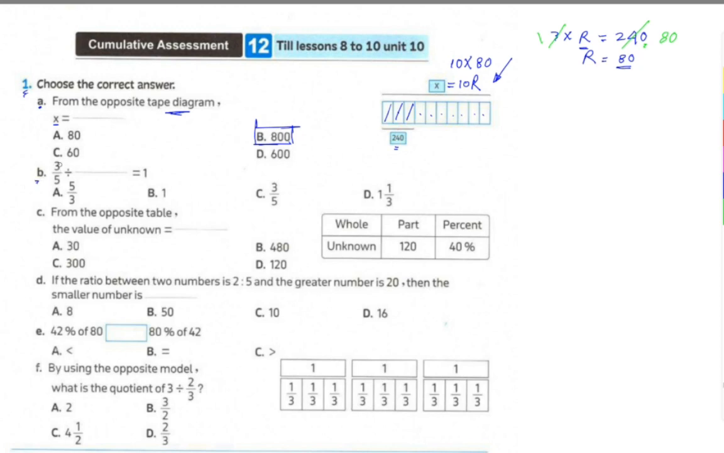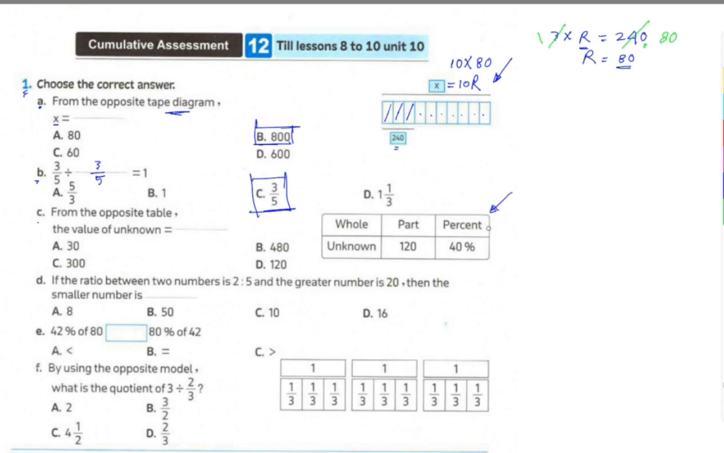B. 3 over 5 divided by what equals 1? Any fraction, any number, divided by itself equals 1. So itself, 3 over 5.